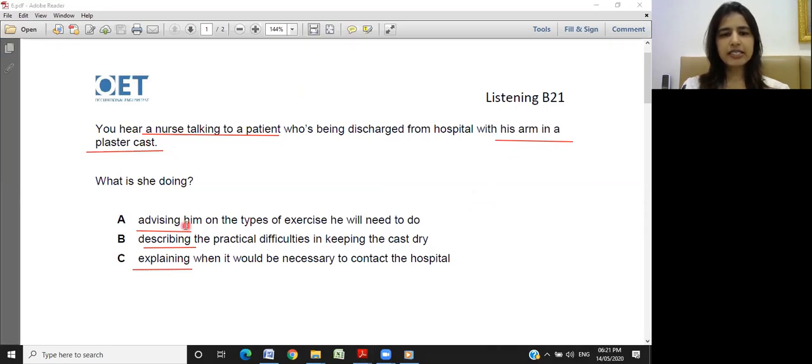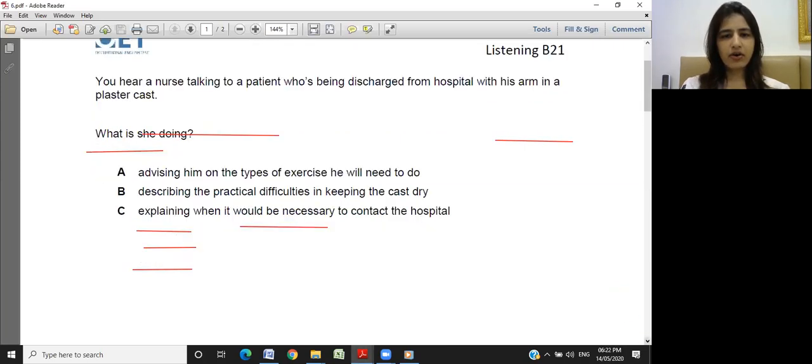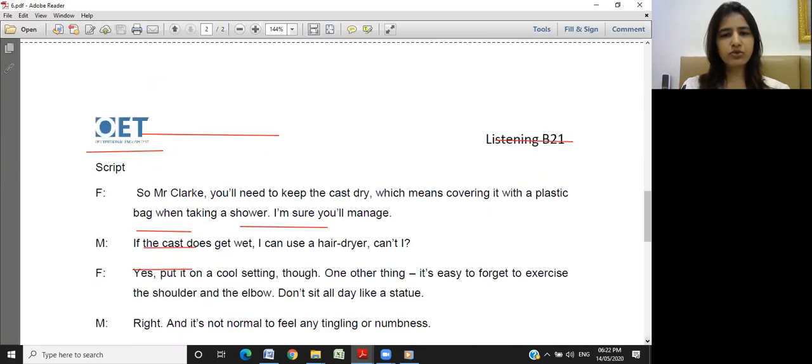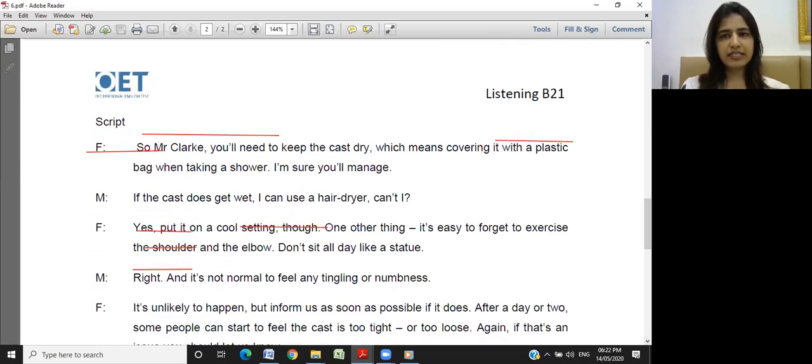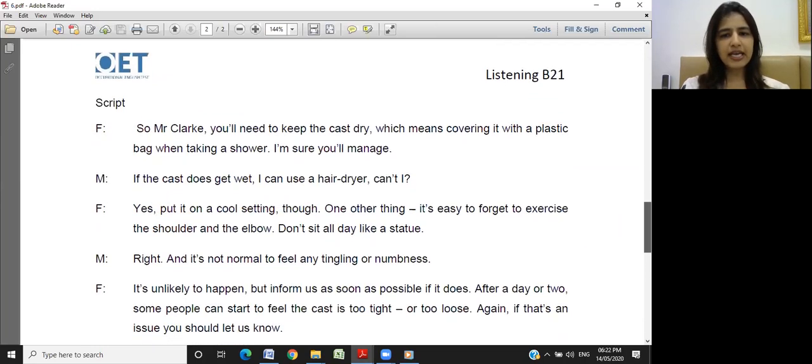Yeah, so here A and C were really confusing because she did talk about exercises, but did she talk about types of exercise? She just mentioned that it is important to exercise the shoulder and neck, but that's not a type of exercise, right? Types of exercise would be like ankle pumps, deep breathing exercises. She simply said it is easy to forget to exercise the shoulder and the elbow. Nothing about types of exercises as such.